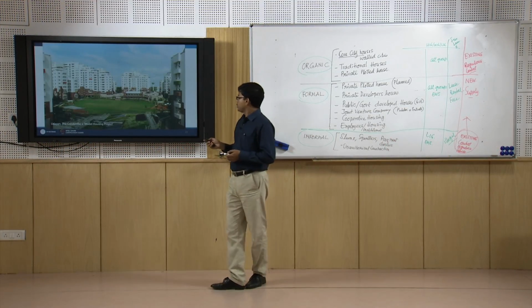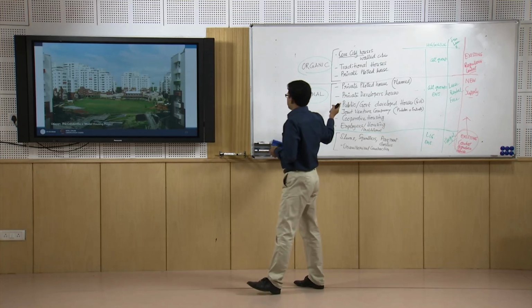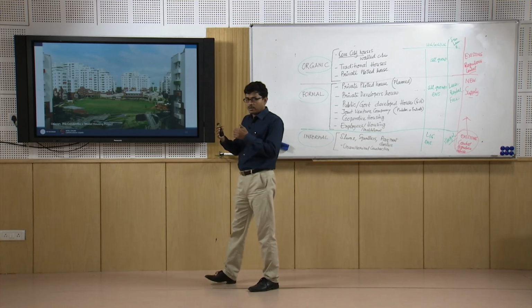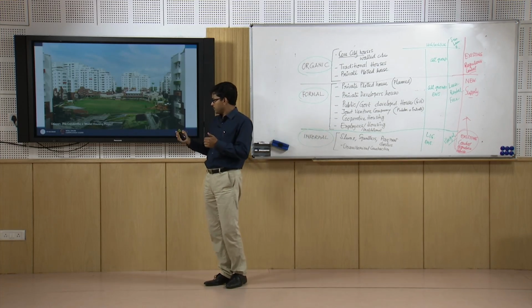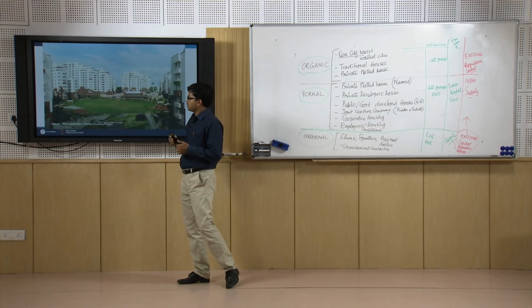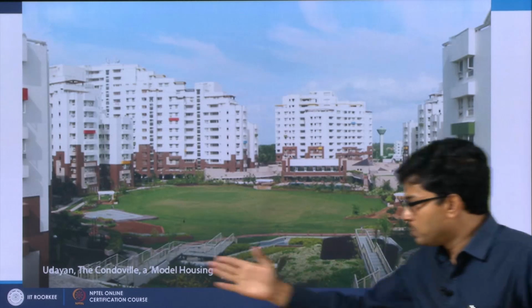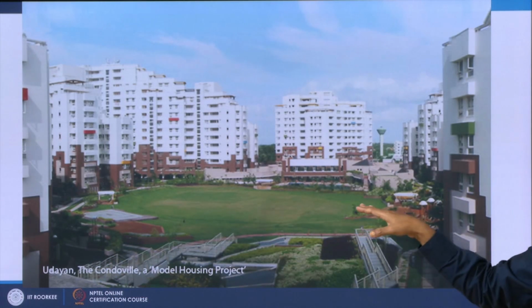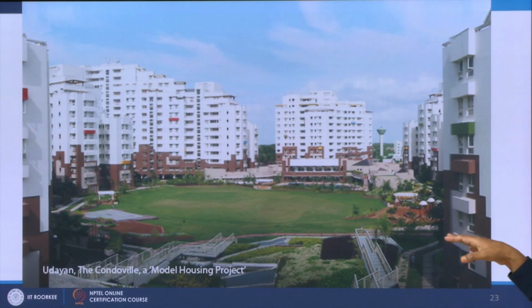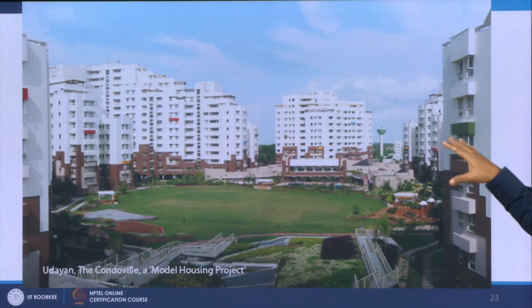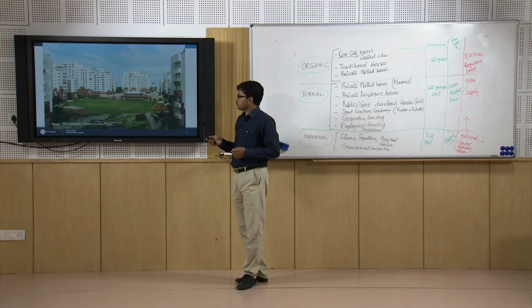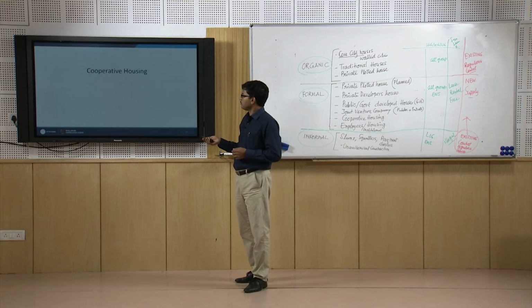Now I told you about the joint venture houses, where basically it is a joint venture between the government and a private agency. This is the first joint venture house which came in the country, in West Bengal, named Udayan. You can see the land was given by the public agency, that is the government, and the building and all the infrastructure were developed by the private developer. That is called joint venture housing.